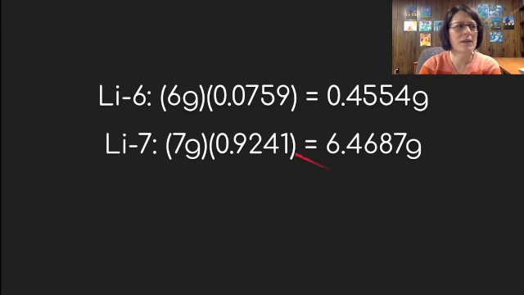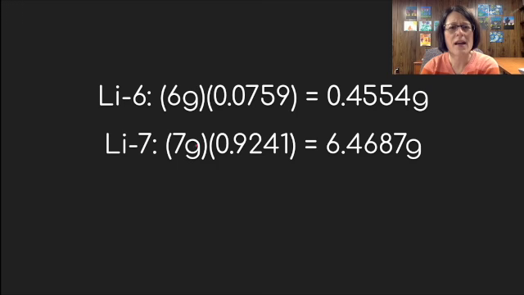I took the atomic mass, which is 6 grams for lithium-6, and that comes from the 6 behind the lithium here. I multiplied that by 0.0759 because, just kind of simplifying it, if I gave you 7 cents, I would write it as 0.07 and then add on the other numbers. And so when I multiply those two numbers together, I get 0.4554 grams.